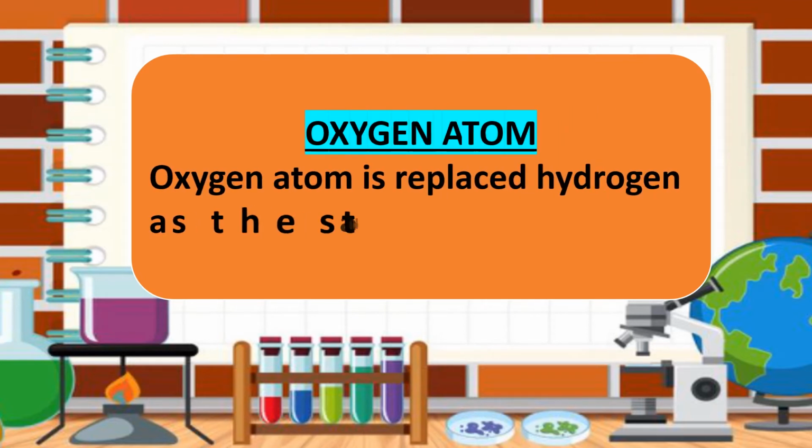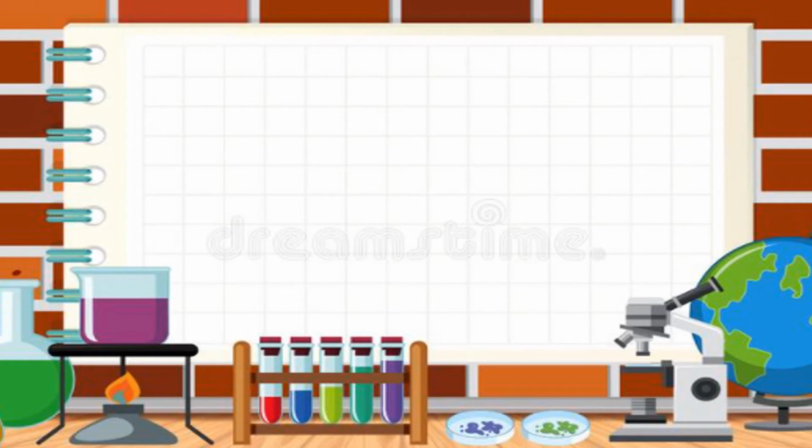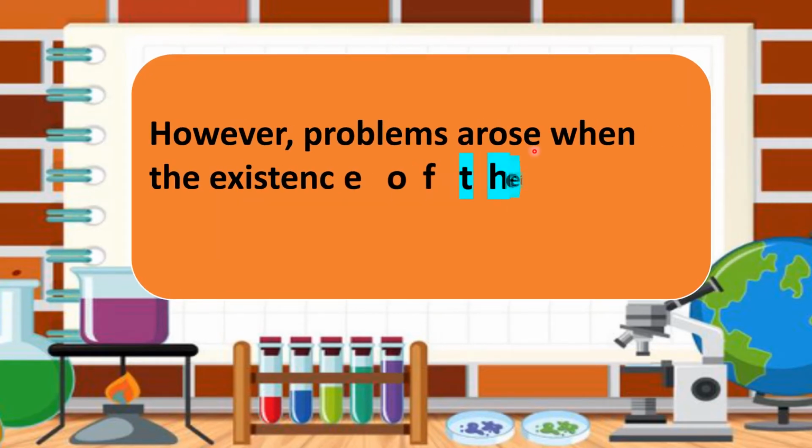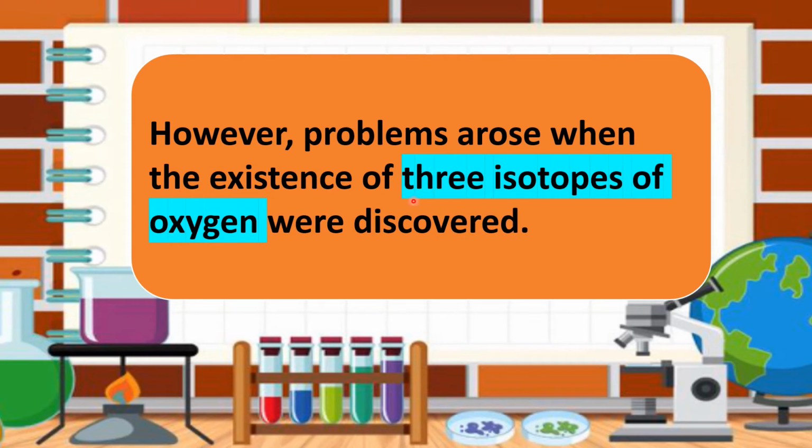So again, they decided on the oxygen atom as the standard, to replace hydrogen as the standard atom. However, a problem arose when the existence of three isotopes of oxygen was discovered. So another problem occurred. That's why oxygen could not be the standard atom, because of these three isotopes of oxygen. Can you still remember what an isotope is? Having the same number of protons but a different number of neutrons.